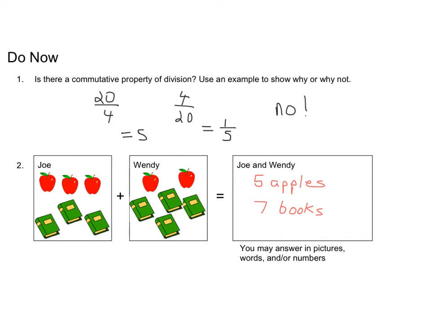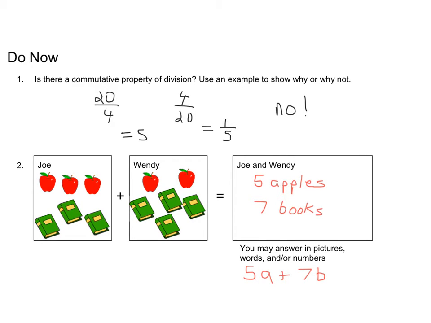So you could have had a couple of things here. I had 5 apples and 7 books. You could have an actual expression, something like 5a plus 7b, or you could draw 5 apples and draw 7 books.